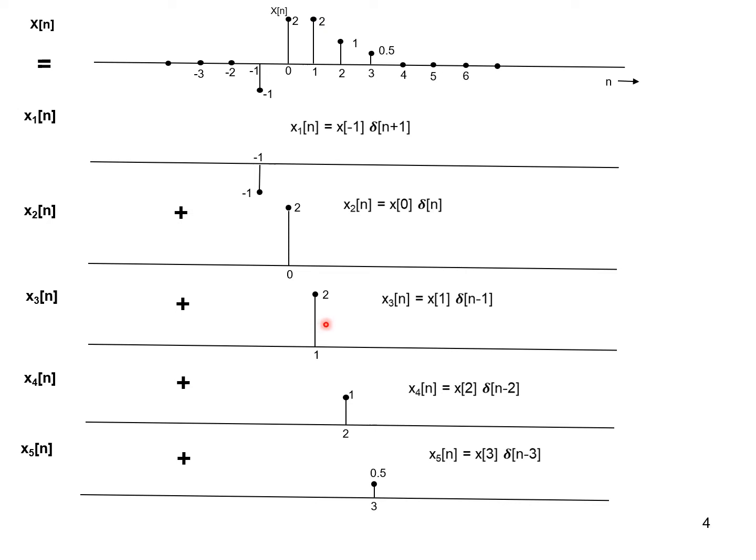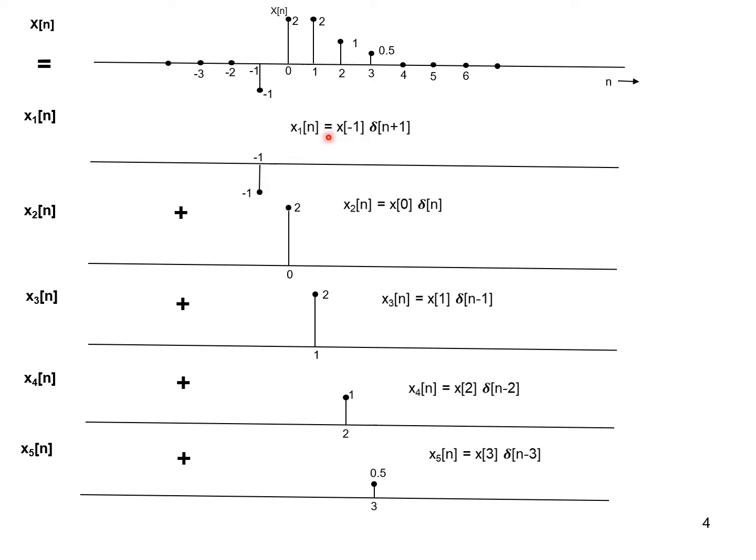Likewise, I am going on multiplying this original signal x of n with shifted impulses, so I separate out all the individual values. I did that till the end. There are 5 values now. I got 5 different signals. See, x1 is the first signal, then x2, x3, x4, x5. Each of x1 to x5 is an impulse originating from the original signal.